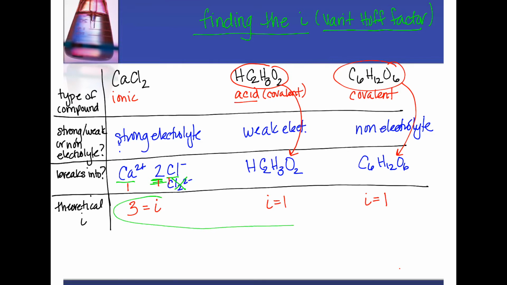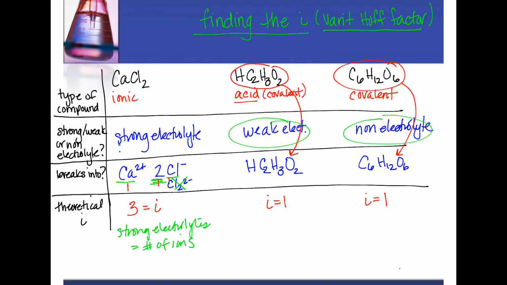So the Van 't Hoff factor is just the number of particles the compound creates in solution per unit that you put in. For ionic compounds that are strong electrolytes, it's the number of ions. But for anything that's a weak or non-electrolyte, those theoretically do not break apart, and so for weak and non-electrolytes, the theoretical Van 't Hoff factor is 1.